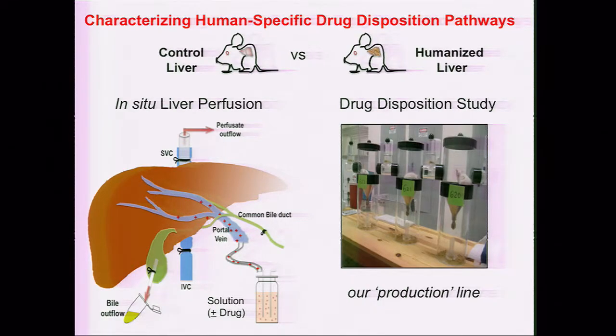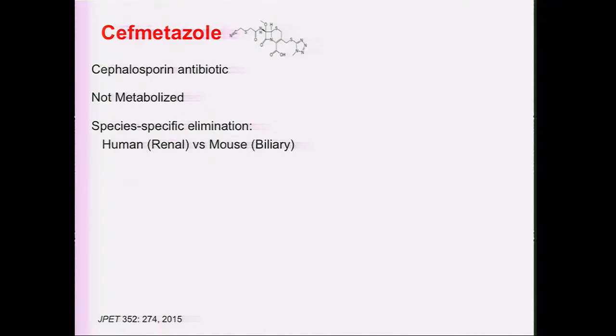And the other thing we do is, this is our assembly line here. These are metabolic cages where you put the mouse in, and over 8 hours, 24 hours, you can collect urine, feces, et cetera, and do complete disposition studies. I won't bore you with the data, but I'll just show you one thing. This is cefmetazole, a cephalosporin antibiotic that's of interest because it's known that it's cleared very differently in rodents and in humans.